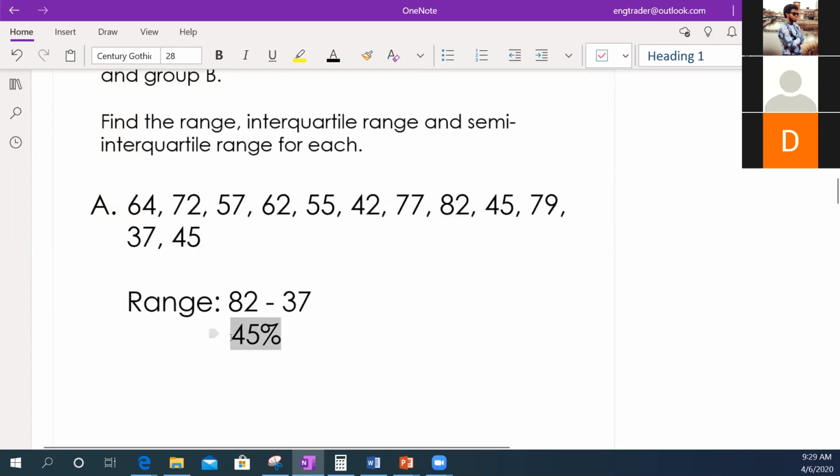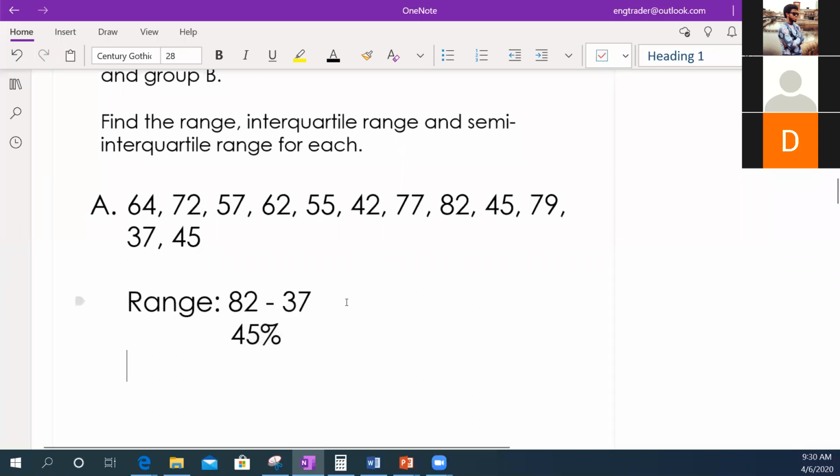We found a difference. The difference was 45. So if you got this, just type correct in the chat. Let's see who got this. Correct, correct, correct, correct, correct, correct, correct. Nice. That's good.